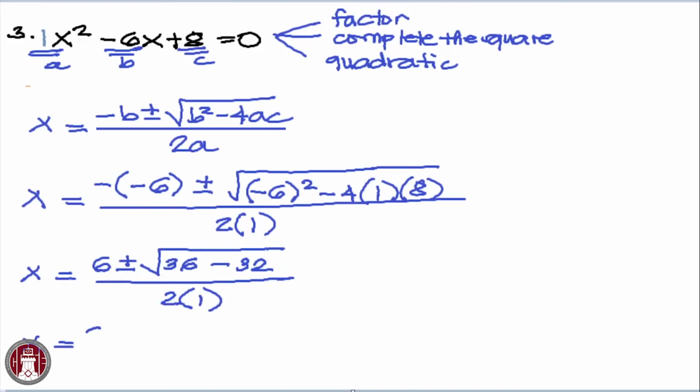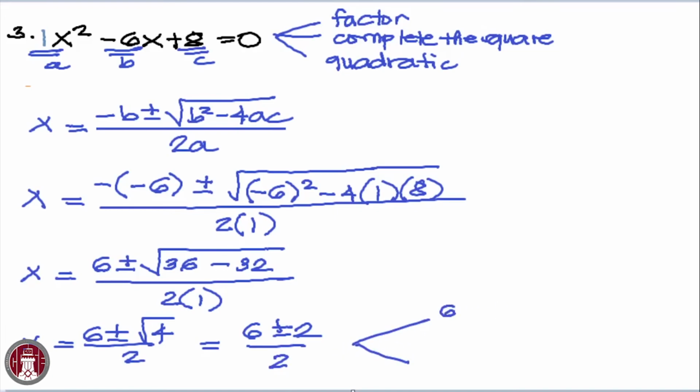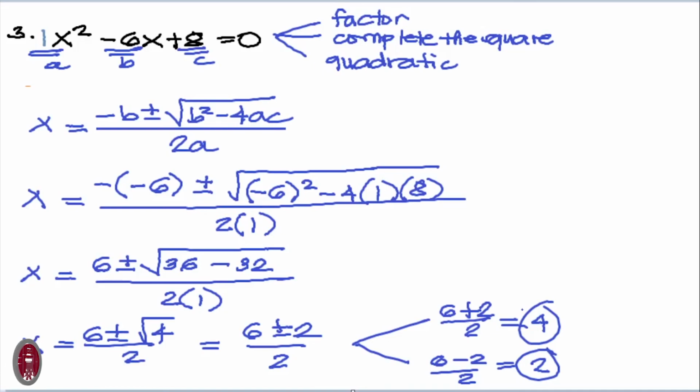Then we have plus and minus the square root of 4. The square root of 4 would be 2. So we have to separate 6 plus 2 over 2 and 6 minus 2 over 2. This would become 6 plus 2 is 8, divided by 2 is 4. 6 minus 2 is 4, divided by 2 is 2. So these are the same answers that we had a while ago.